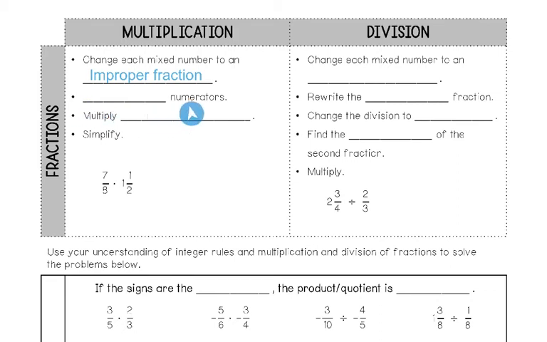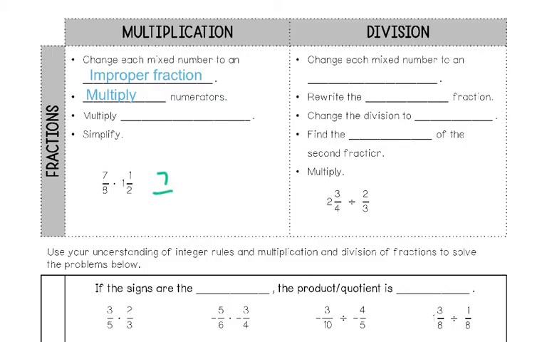It just says multiply the numerators. That means only multiply the top part of the fraction. So the first step is to change each mixed number to an improper fraction and then only multiply the numerators. So let's go ahead and look at this with an example below. So it says 7/8 times 1 1/2. So let's start with the first step, and you could probably do the first step by yourself.